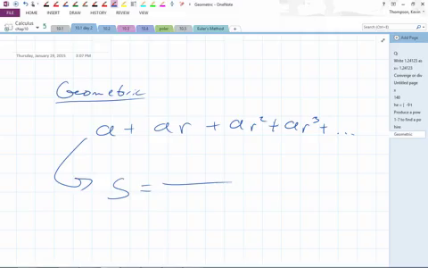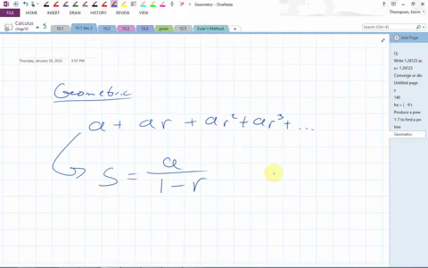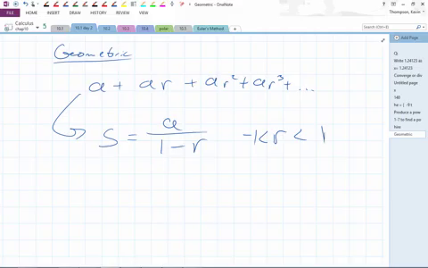I hear mumbling. That's it. a over 1 minus r. And so the conversation was that convergence only happens when this statement is true. And you get some nice conclusions from that. So we started writing it this way.